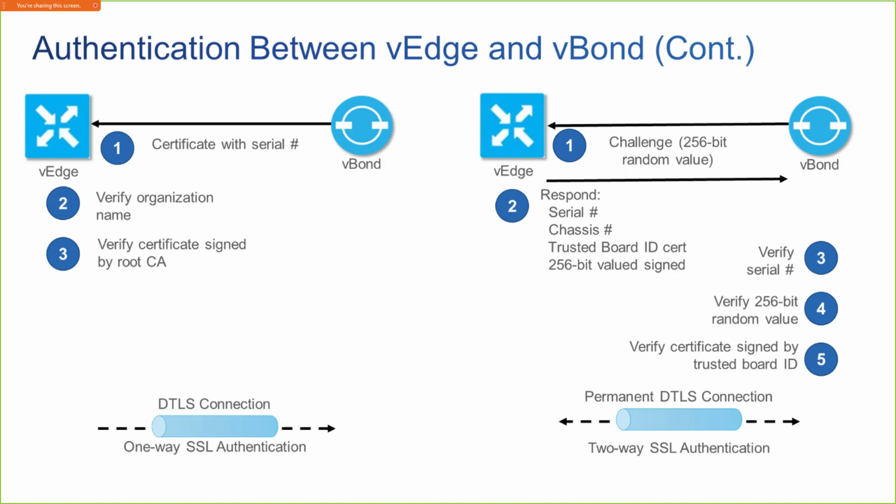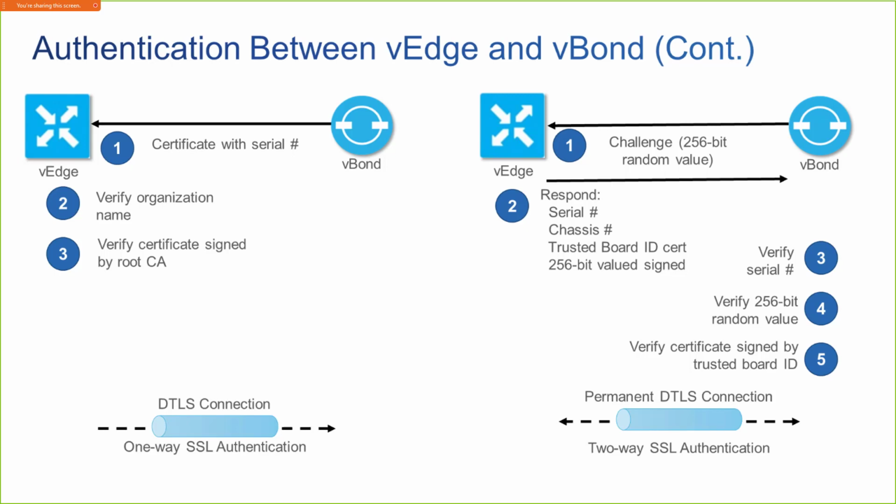The vEdge device has to present that information. Like I said, that's the serial number, and the random value that's signed by the router's private key, because only that vEdge router knows that private key. So it's kind of like, okay, here's this 256-bit value. Go ahead and encrypt it, right? That's what a digital signature is, right? It's basically a hash of the random value with the private key.